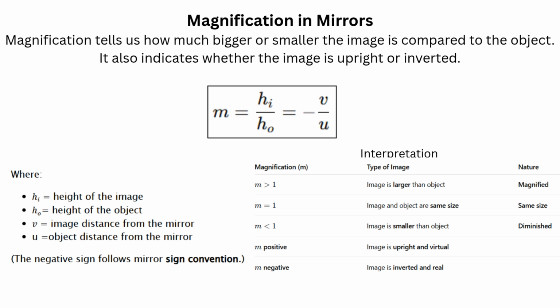The formula is m equals hi divided by ho, which is also equal to minus of v divided by u. If the magnification is greater than 1, the image is magnified. If the magnification is 1, the image is of the same size. If magnification is less than 1, the image is diminished or smaller in size. If m is positive, the image is upright and virtual. If m is negative, the image is inverted and real.